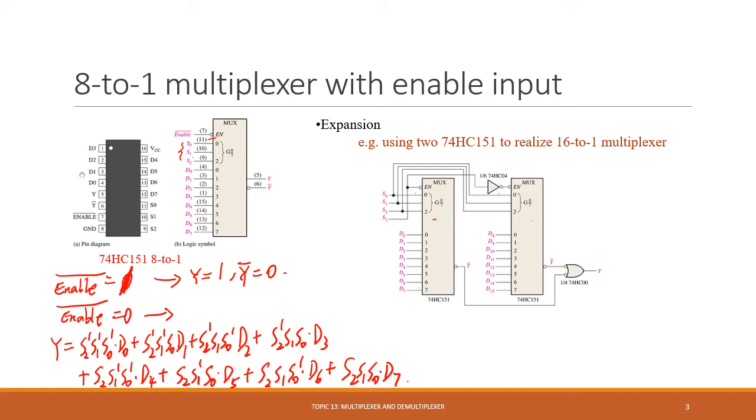You can try to do your own analysis to see how this works, but it has the same truth table as the 16 to 1 mux.